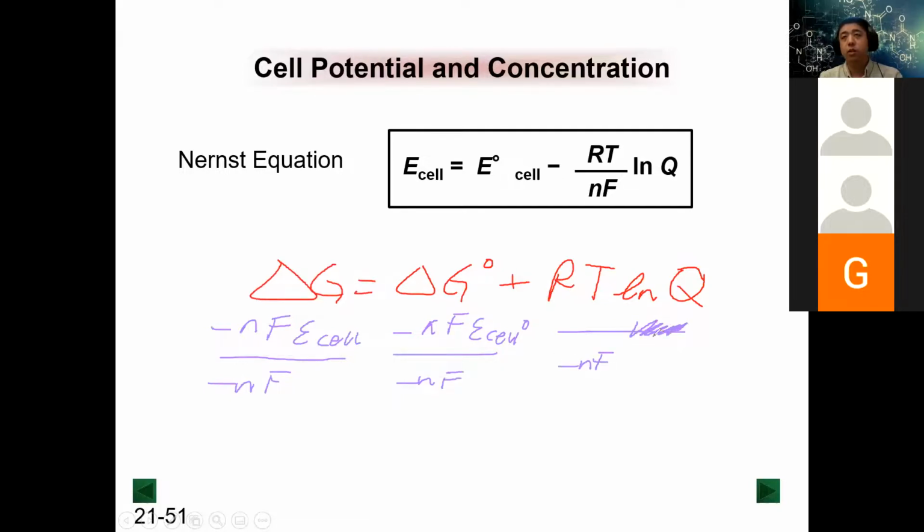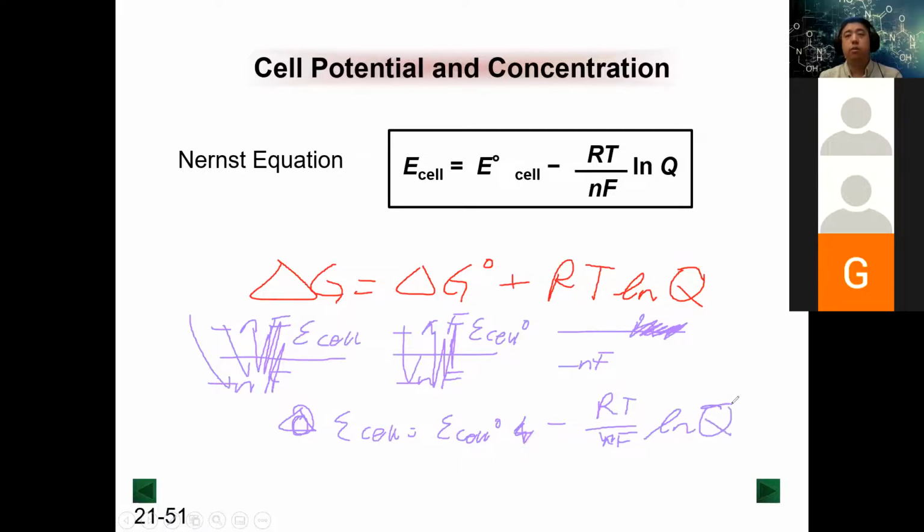Just to make sure that you don't get confused, it doesn't cover the ln Q. So this part is gone right here, this part is gone, and this becomes negative nF on this side. So our new equation is going to be E cell is equal to E cell at standard state, and since this was a positive before, we're going to change it to a negative because we have a negative here. So it is now negative RT over nF ln Q. That is how we got to this equation here. Any questions?